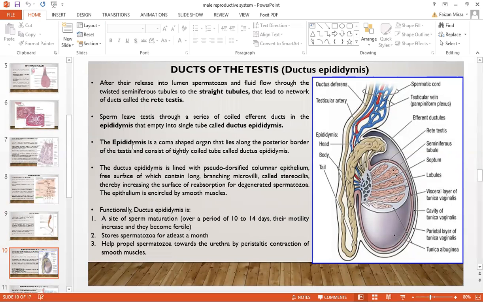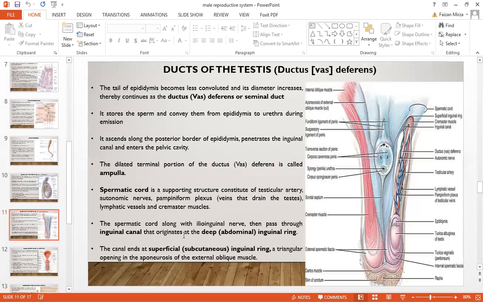The epididymis is basically a comma-shaped organ. You can see that this comma-shaped organ lies at the posterior border of the testes and consists of a tightly coiled tube called the ductus epididymis. The ductus epididymis is lined with pseudostratified columnar epithelium. Functionally, it is a site for sperm maturation. It takes about 10 to 14 days for the motility to increase and the sperm to become fertile. It stores spermatozoa for at least a month and helps propel them towards the urethra by peristaltic contraction of the smooth muscles.